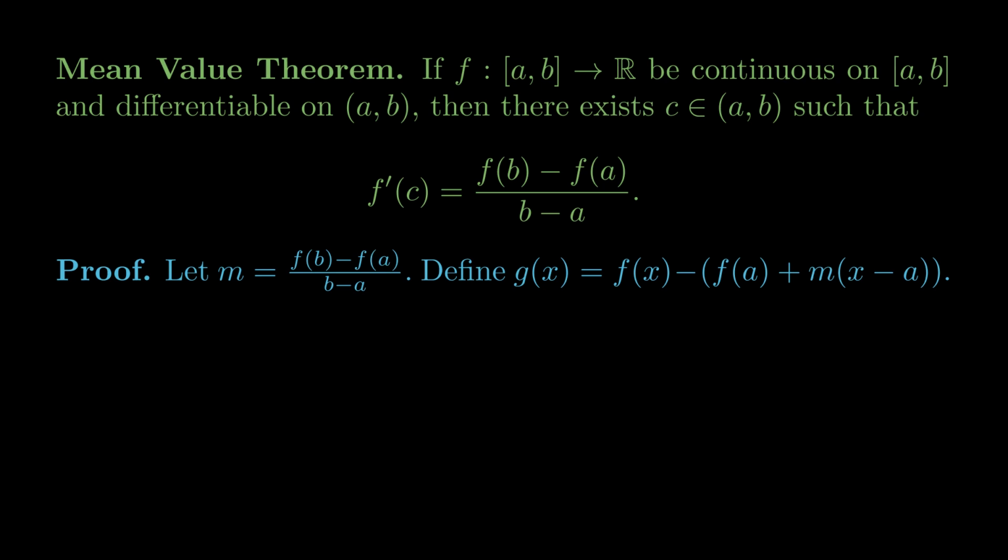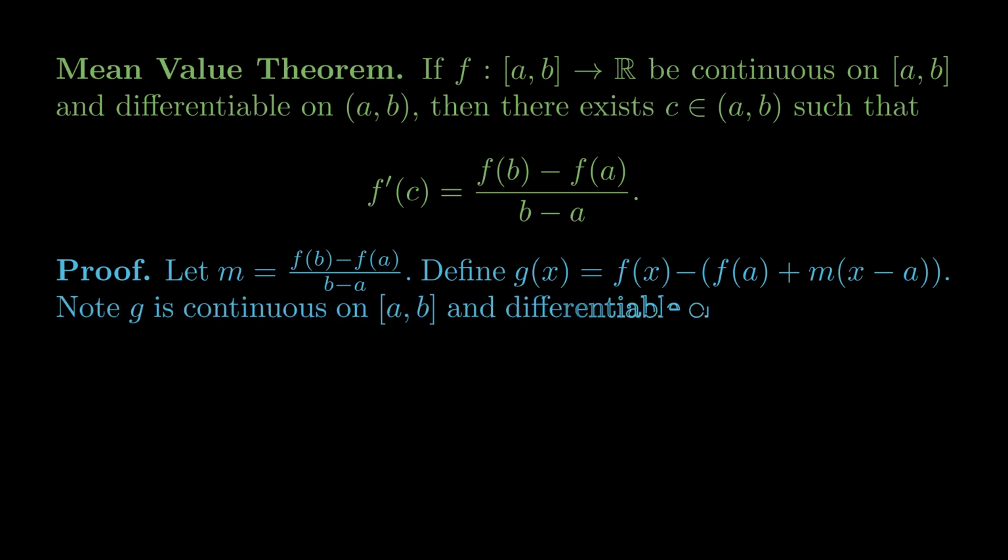Now let's verify that the hypotheses of Rolle's theorem hold. g is continuous on the closed interval [a, b] and differentiable on the open interval (a, b) by, say, the algebraic continuity theorem and the algebraic differentiability theorem, because it's just a combination of functions that already have this quality. And then for the second hypothesis, let's verify that those endpoints are equal.